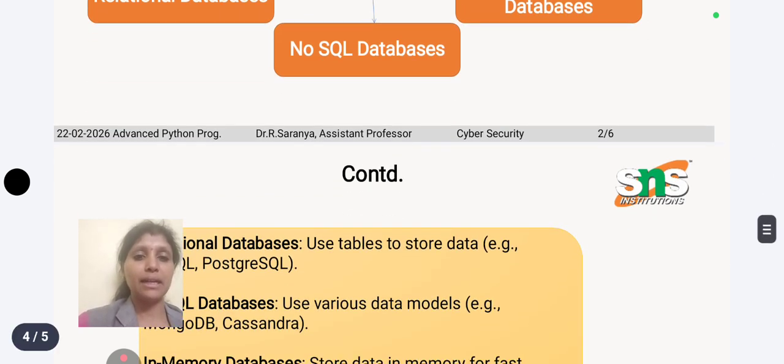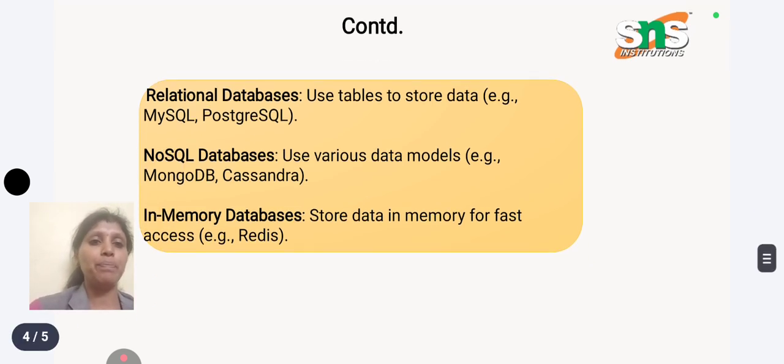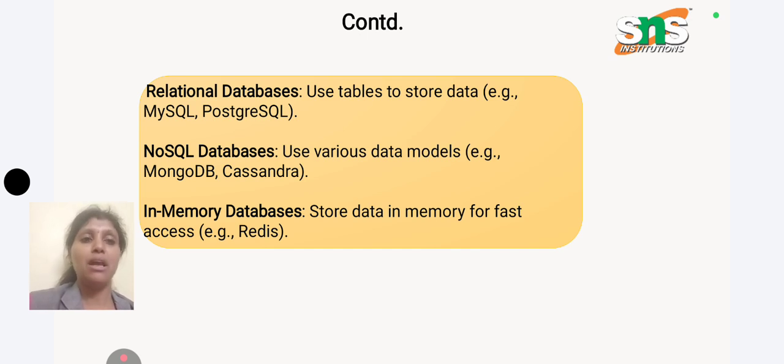Now let us see relational databases with an example. Relational databases use tables in order to store data. Examples of backend relational databases are MySQL, PostgreSQL, and SQL Server. If you want to create tables, we have to use the create command. In that we also have some split-up like DDL. DDL stands for data definition language, DML is data manipulation language, and DCL is data control language.